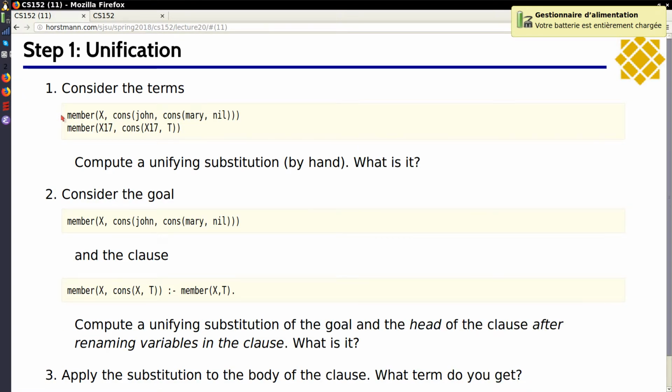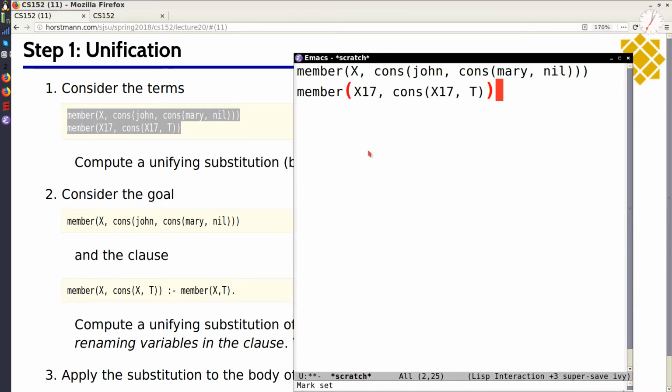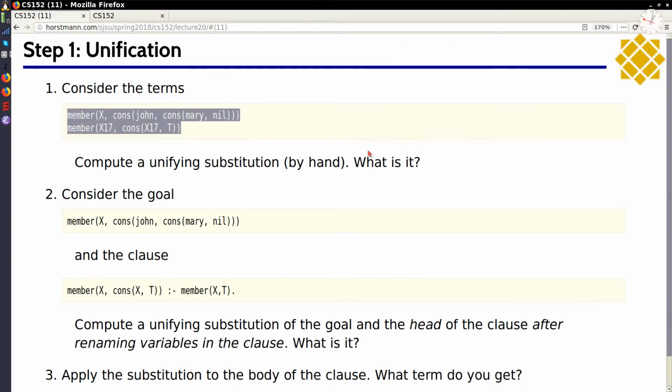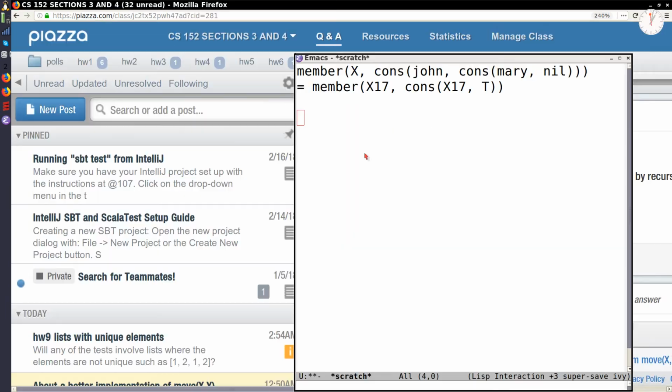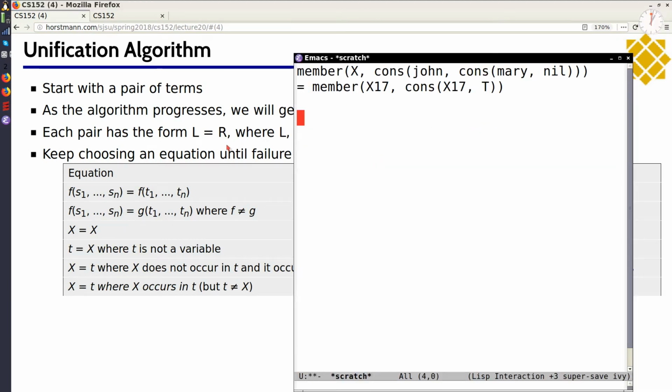So it says, consider these two terms and compute a unifying substitution. What I do is type it out here so we can have a record of it. This is my initial equation. Now I'll go to the algorithm and follow along. I only have one equation, so I need to match one of these six steps. Clearly it's the first one, because I have member here and member here, so I have the same functor on both sides. So let's go for it.